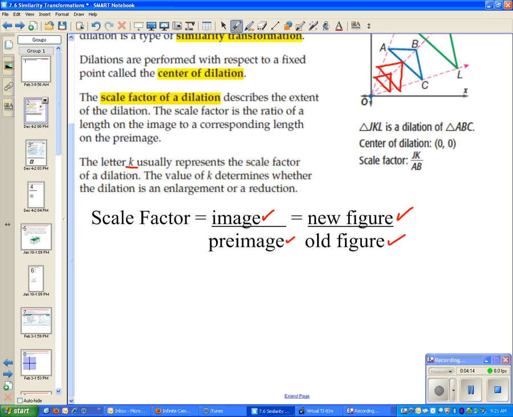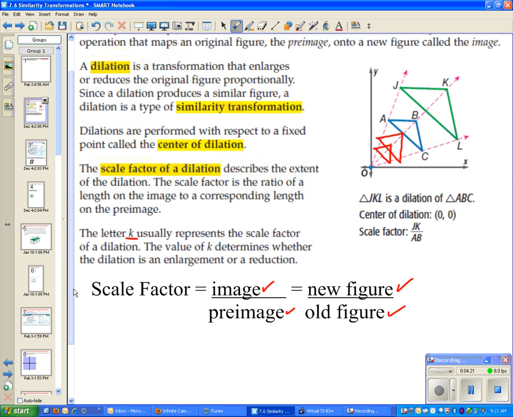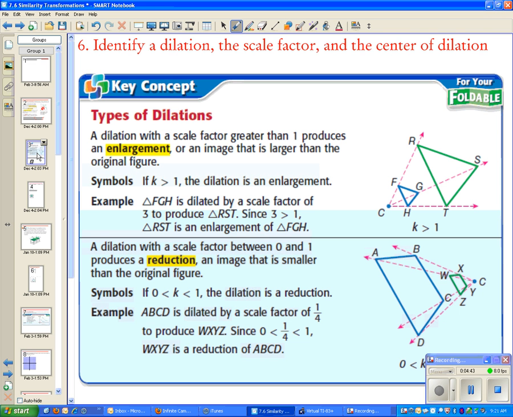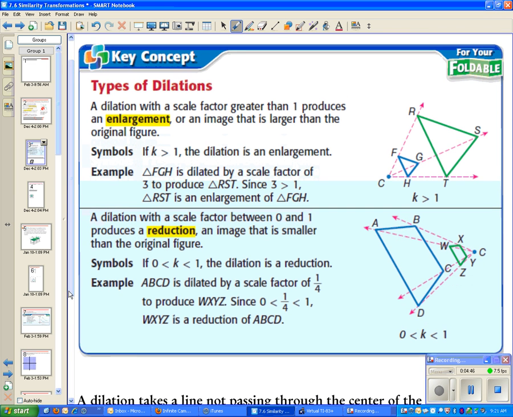Technically speaking, you can have a scale factor of 1. If I have a scale factor of 1, the new image sits right on top of the original image. It doesn't go anywhere, it doesn't do anything, it doesn't change size, nothing. So what good is a scale factor of 1 when you're trying to make a dilation? Not much, right? Okay?